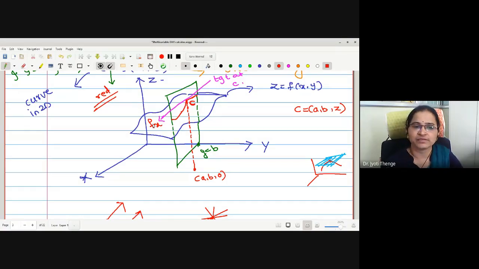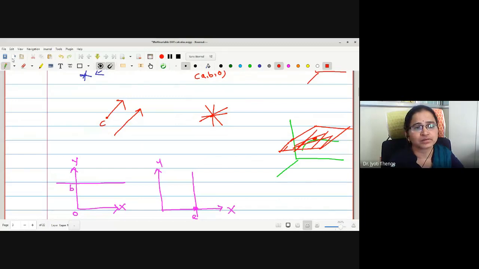In the y direction, f_y. I hope you know the interpretation of the slope. If the slope is negative, what happens? If the slope is positive, what kind of line do you have?